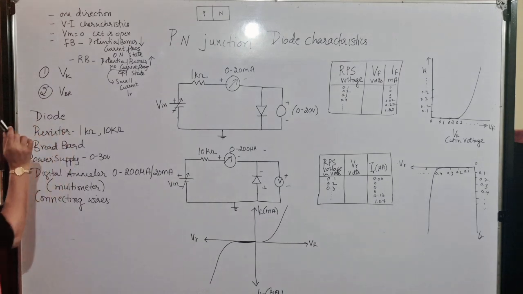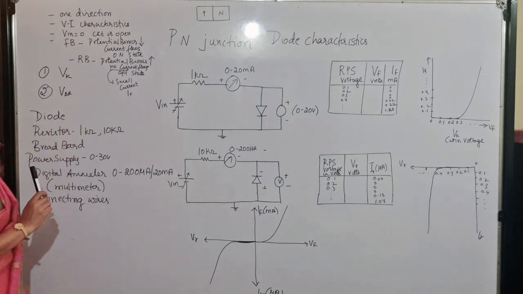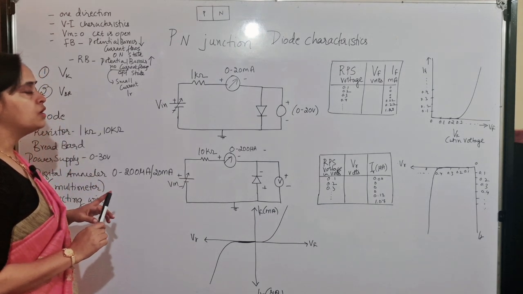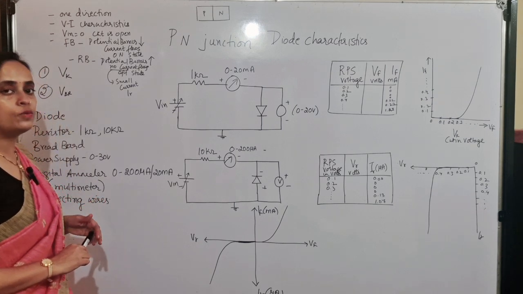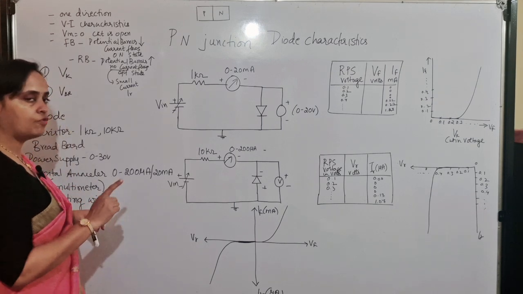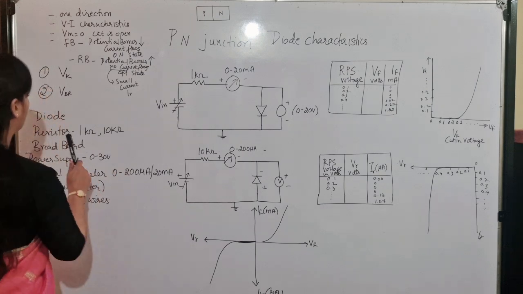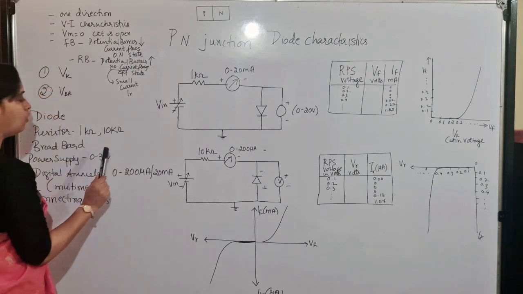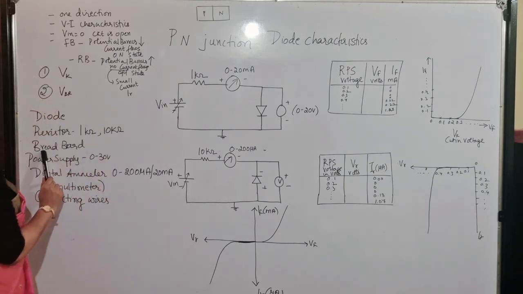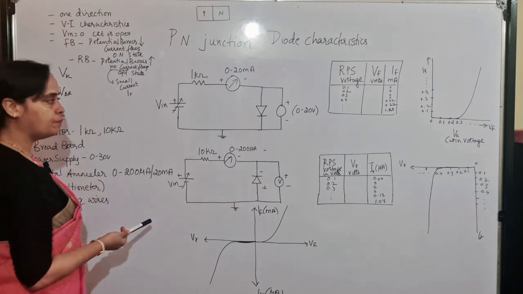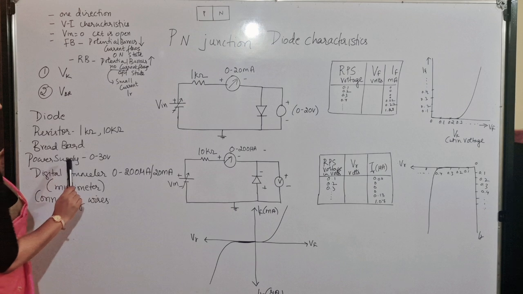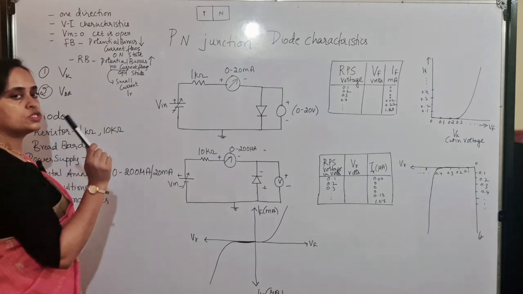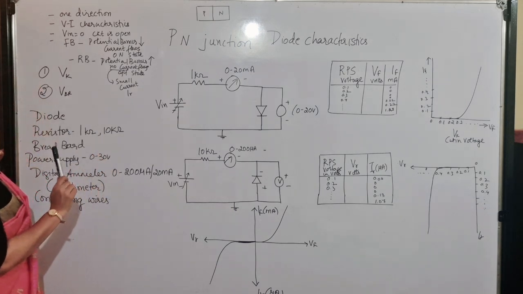We need a diode. Since we will perform on a PN junction, we are supposed to plot the characteristics of the PN junction in two different biasing conditions, that is forward bias and reverse bias. Two different resistors, 1 kilo ohm and 10 kilo ohm. We need a breadboard, and if there is no breadboard, it can also be performed using a springboard. Power supply, which can measure up to 0 to 30 volts, that is a regulated power supply.